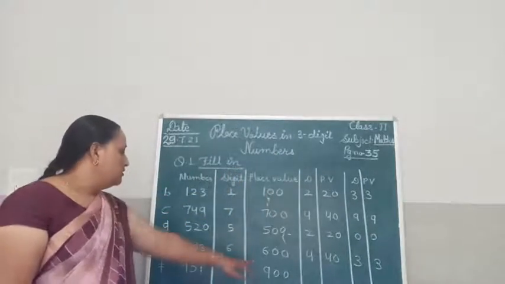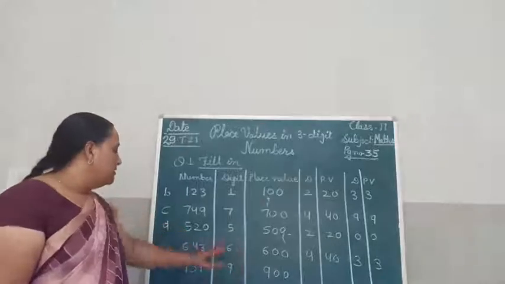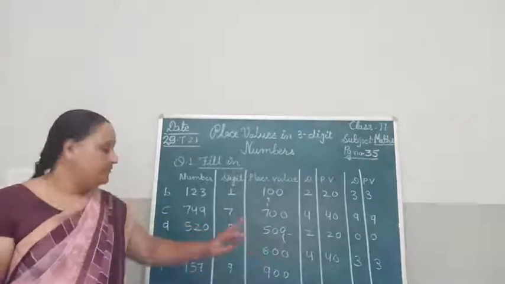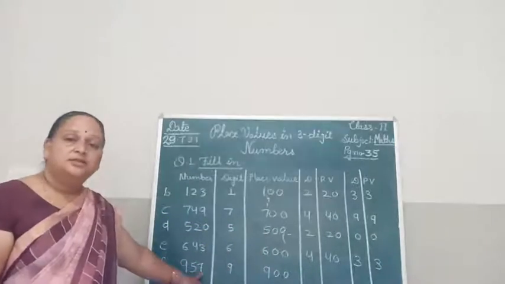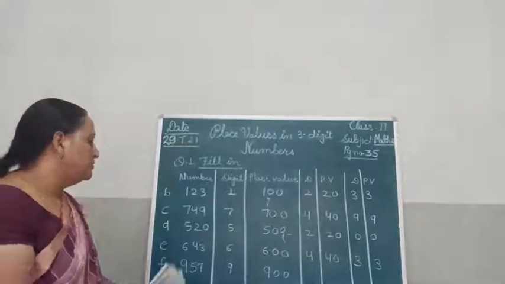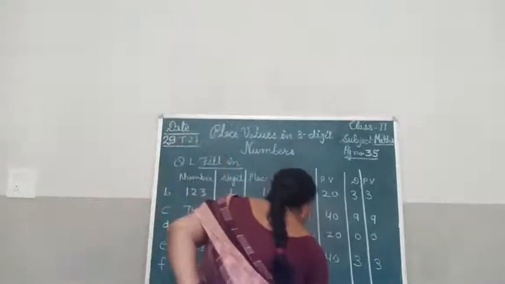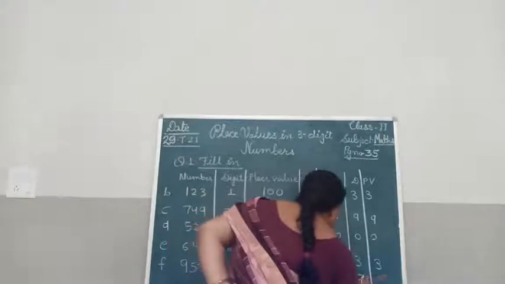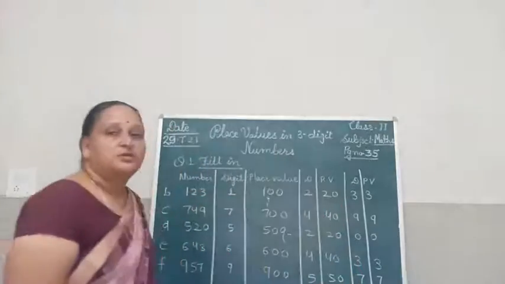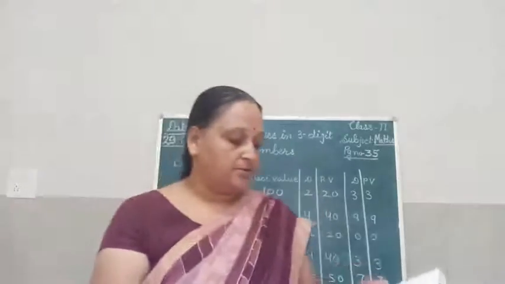900. So we will write the place value 900. 5, the place value 50, and the 7 single digit number on one place. So the place value will be 7. Okay, so do this exercise, question number 1.